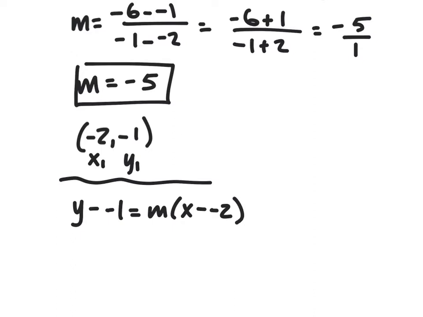Let's simplify this. I get y plus 1. I don't want to put m in there. I want to put in negative 5 for m. Sorry, negative 5.